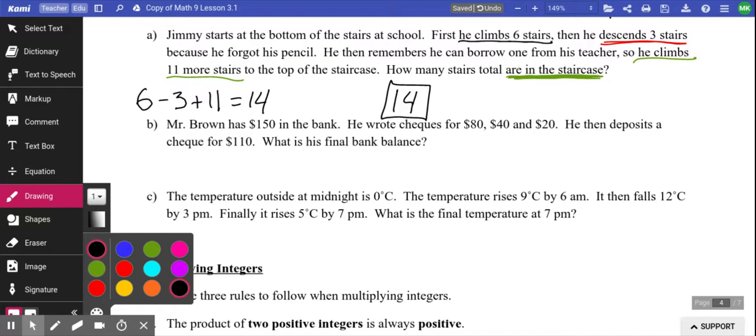B, Mr. Brown has $150 in the bank. That means he's on a number line. He's starting at $150. He wrote checks for $80, $40, and $20. He then deposits a check for $110. What is his final bank balance?